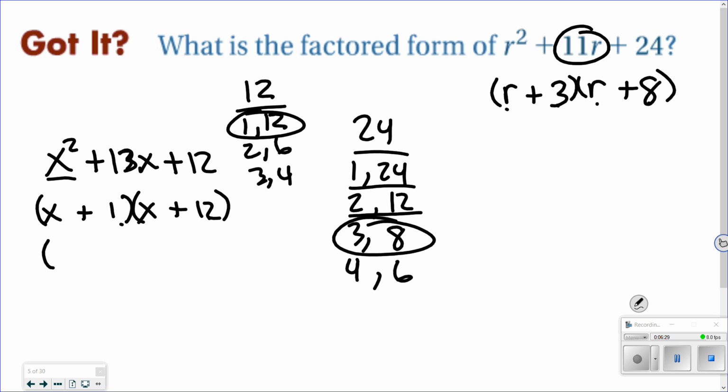And just a side note, it doesn't matter if you write it that way or this way. Multiplication is commutative, which means you can switch the order and you'll still get the same answer. So it doesn't matter which order you put those in.